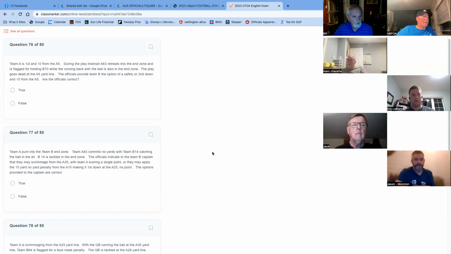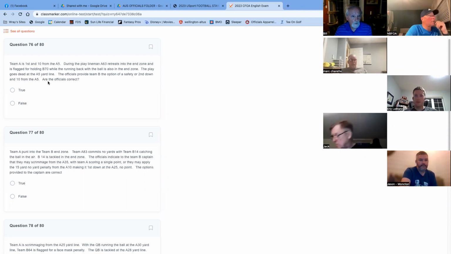Okay. Question 76. Team A is first and 10 from the A 5 yard line. During the play, lineman A63 retreats into the end zone and is flagged for holding B70 while the running back with the ball is also in the end zone. The play goes dead at the A 5 yard line. The officials provided Team B with the option of safety or second down from the 10 and 5, A5. Are the officials correct, true or false? So the hold takes place in the end zone while the ball carrier's in the end zone. So that is true because of the two options.